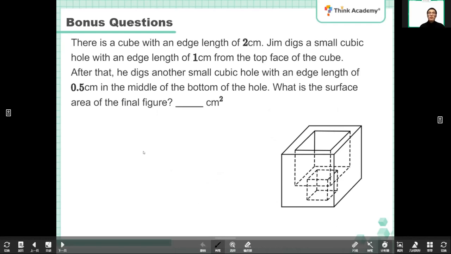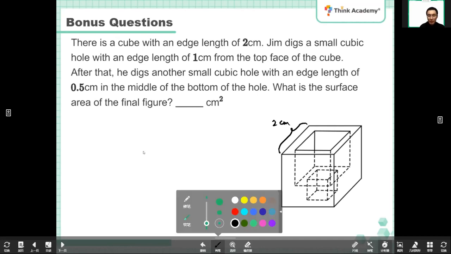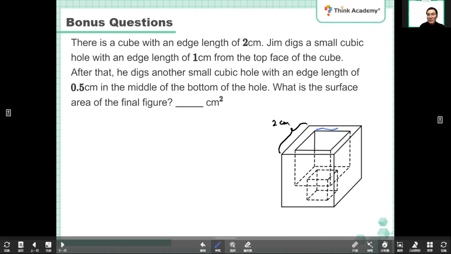So there's a cube with an edge length of 2 centimeters, which is the large one on the outside on the right. And Jim digs a small cubic hole with an edge length of 1 centimeter from the top face of the cube. What it means is, from the top of the 2 centimeter cube, we dig a new cube of 1 times 1 times 1. This is 1 cm.